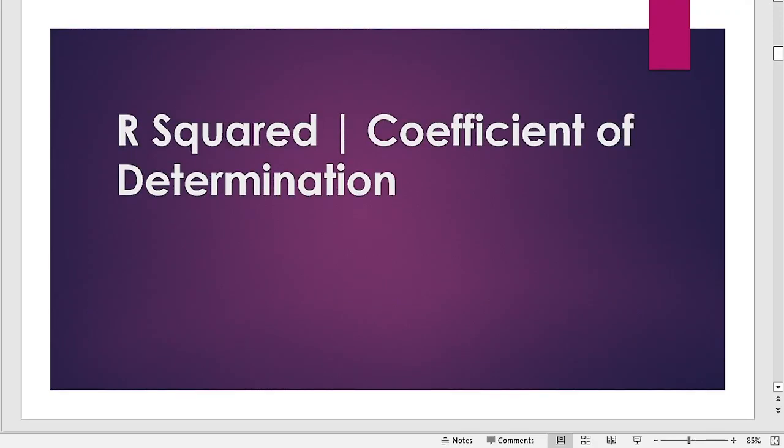R squared, or coefficient of determination. R squared, also known as the coefficient of determination, is a statistical measure that represents the proportion of the variance for a dependent variable that's explained by one or more independent variables in the regression model. In simple terms, it shows how well the data fit a regression line or a curve. The coefficient of determination, which is represented by R2, is determined using the following formula. R2 is equal to 1 minus the bracket residual sum of squares divided by total sum of squares.